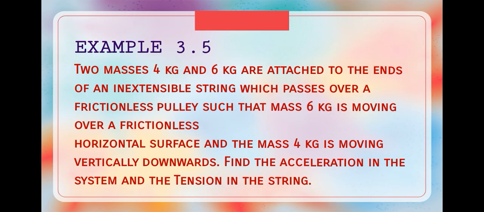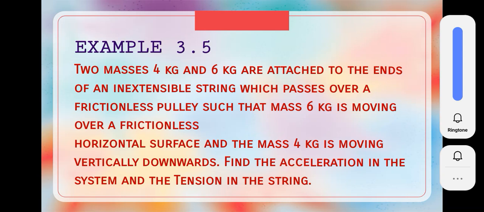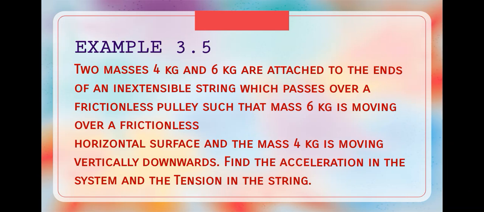In example number 3.5, two masses, 4 kg and 6 kg, are attached to the ends of an inextensible string which passes over a frictionless pulley, such that the 6 kg mass is moving over a frictionless horizontal surface and the 4 kg mass is moving vertically downward. Find the acceleration in the system and the tension in the string.